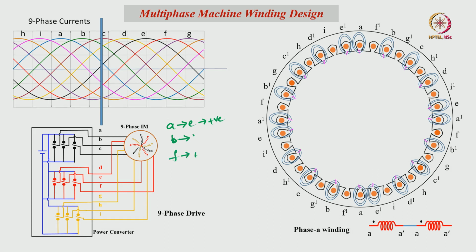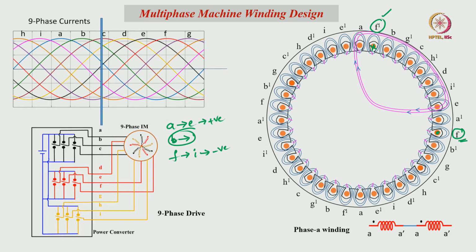F to I phases are having the negative current. With respect to the negative current, now the F phase has negative, right, here a cross will come, because at the F dash point cross will come, at F point dot will come. Current is leaving at the starting terminal of F phase and current is entering at the ending terminal of F phase.